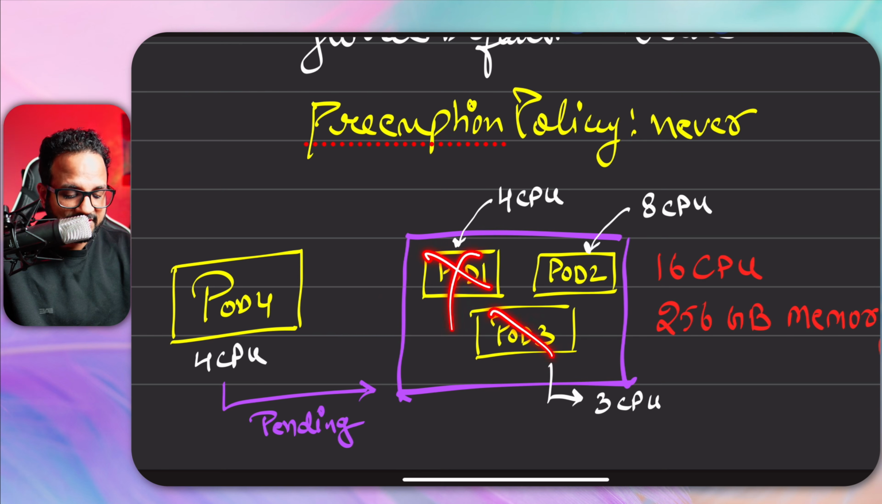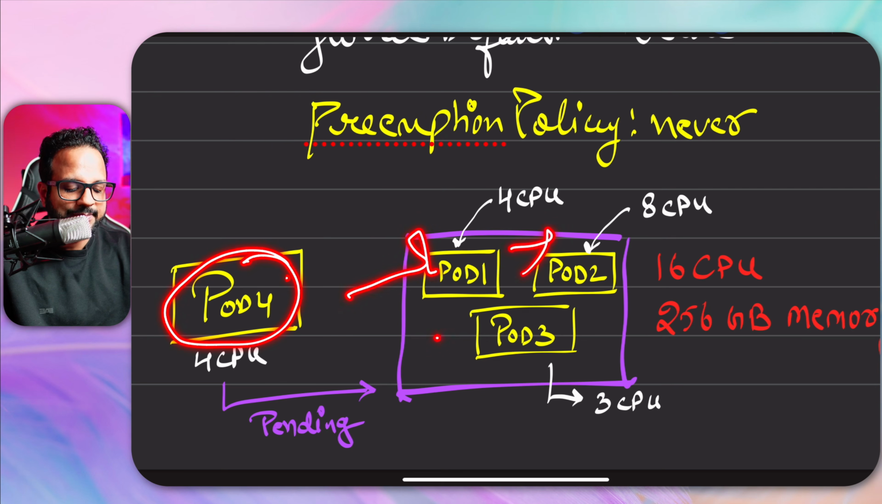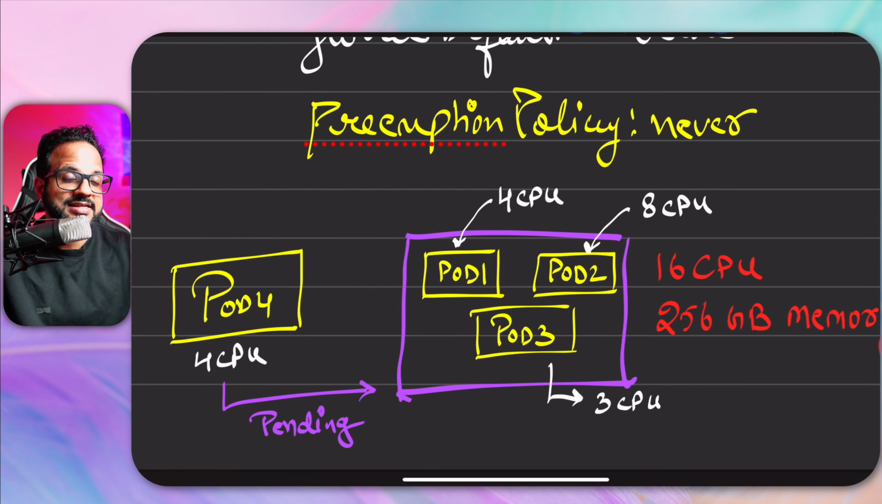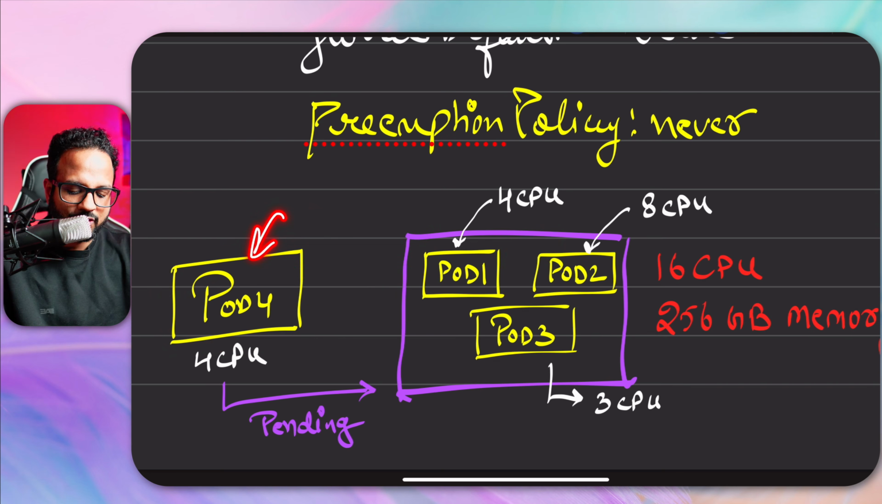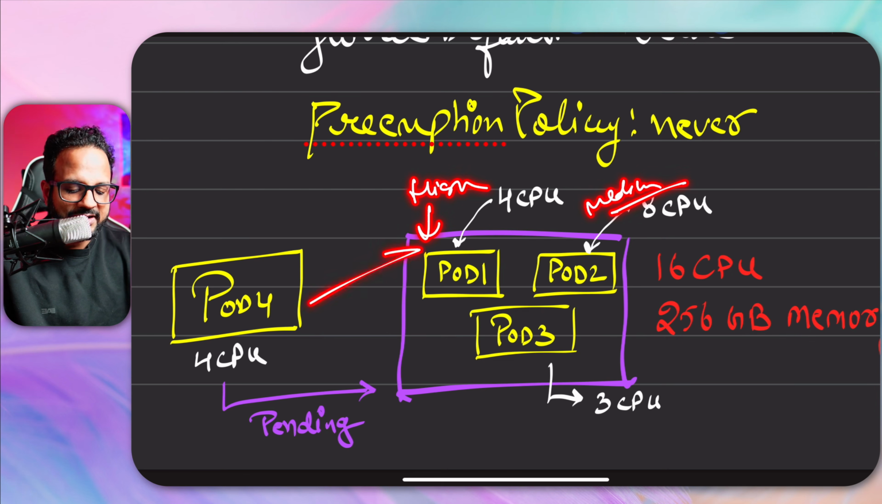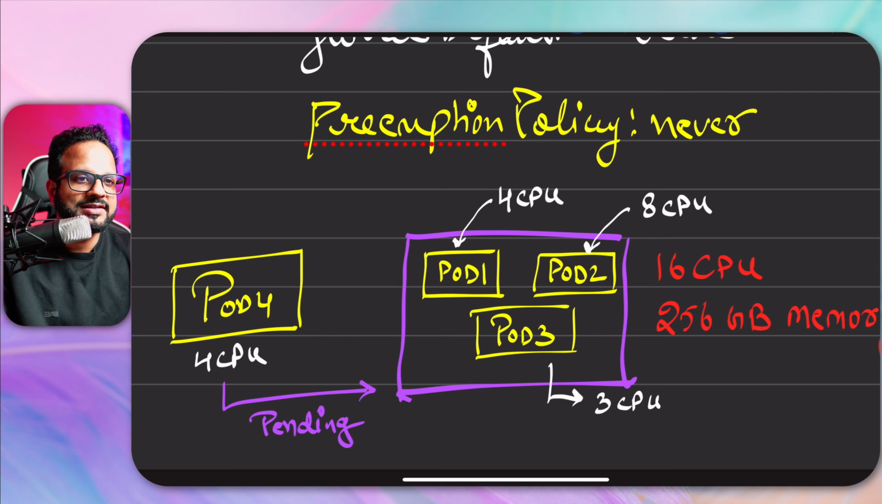Let's say this one or this one or this one, any of these are evicted, only then this will be scheduled. Now it has to be a higher priority pod than any of the running pods to evict the existing pods, right? So if it is a low priority pod, then it has to wait. And if it has the high priority or the medium priority, then low priority pods cannot evict the high priority or the medium priority pods, right?